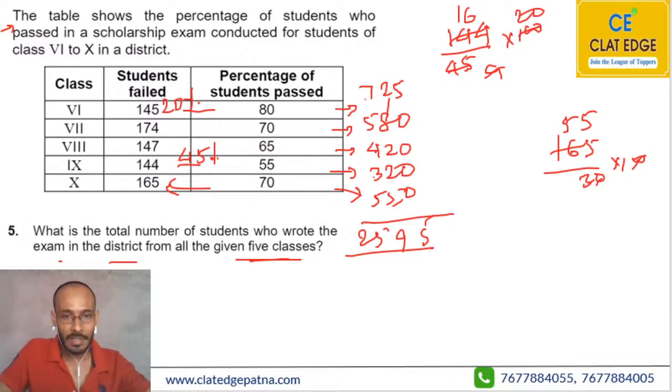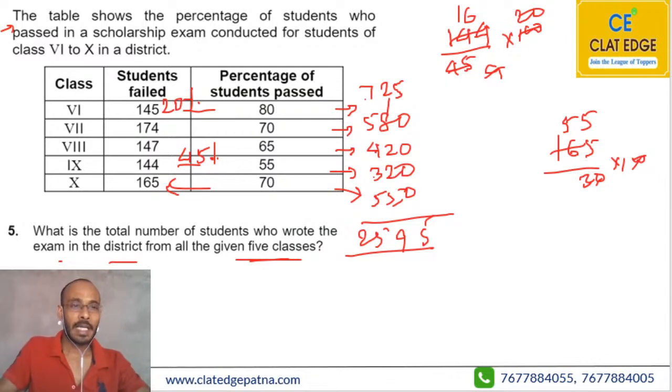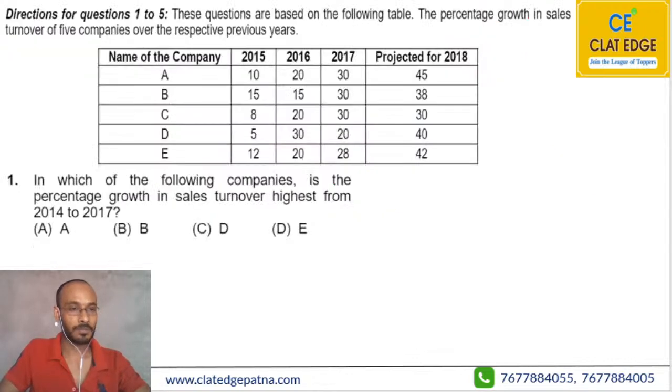Right? So the faster the calculation, one important thing here is that if you guys know the tables, right? If you know the tables, then you can easily calculate. Else you will take a little bit more time.